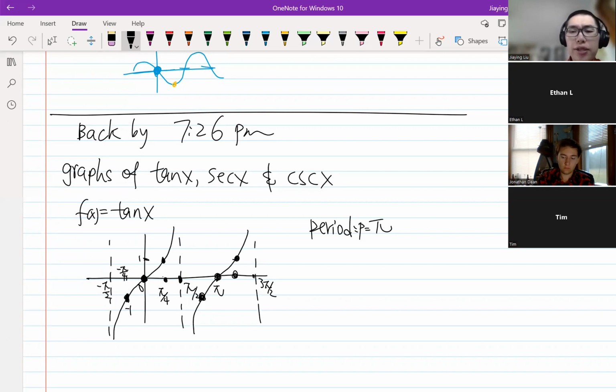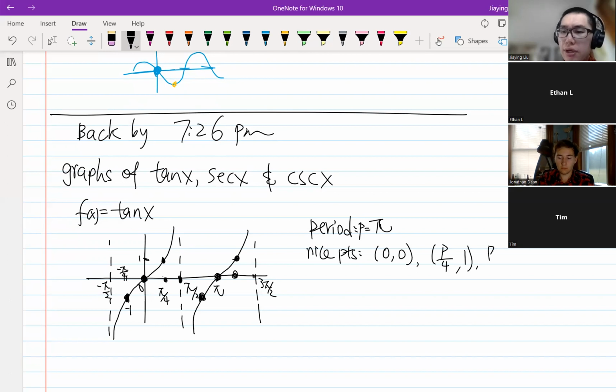But more generally, if we use the period here, the nice points are going to be at the origin and also, just double check, make sure it's correct. Oh, no, not pi over p, sorry. Period over 4 comma 1 and negative period over 4 comma negative 1. Those are the nice points.